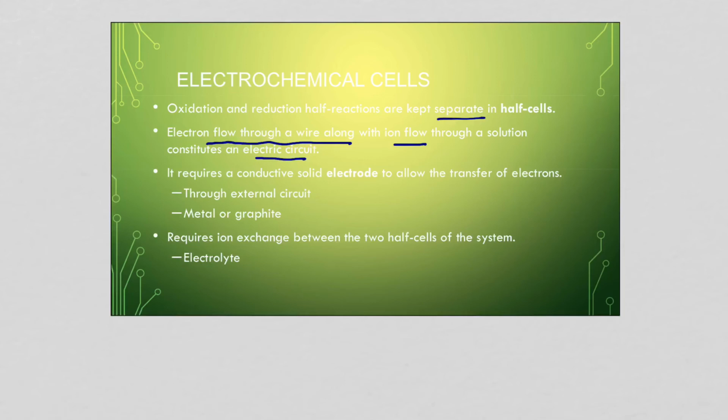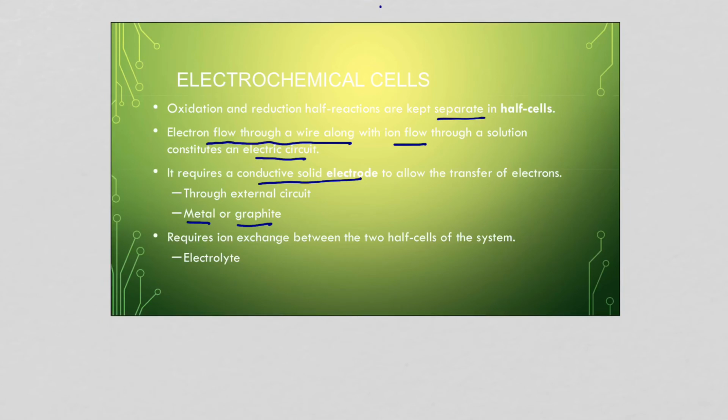Now, we have to have conductive surfaces to allow these electrons to flow, right? So they're not going to jump out of solution. So we typically have to provide a solid electrode that will allow those electrons to move from one side to the other through some sort of external circuit. So these electrodes are typically made of some sort of metal, often the metal that we're looking at, or they could be graphite.